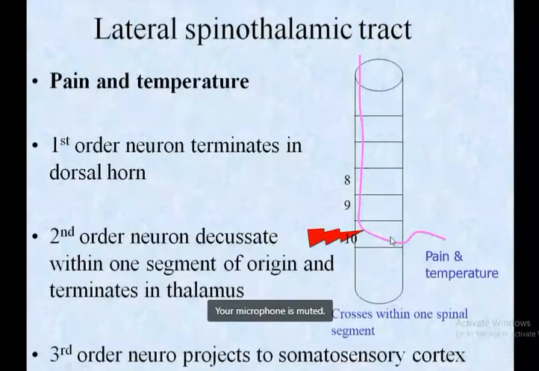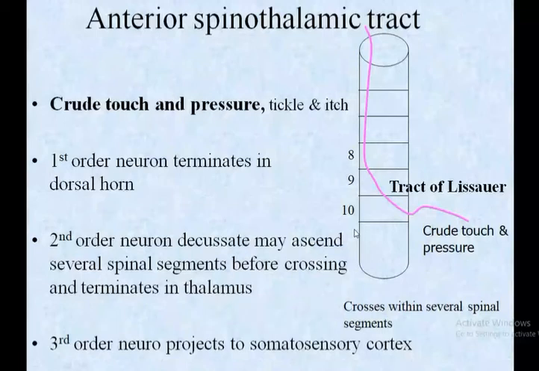spinothalamic tract, the crossing takes place some few spinal segments higher, and then it ascends up to the thalamus, where there is the presence of the third order neuron. This is the second order neuron. This will be the first order neuron, second order neuron, and the thalamus will constitute the third order neuron. The third order neuron projects to the somatosensory cortex, that is the cerebral cortex. Okay, this is about the lateral and anterior spinothalamic tract.